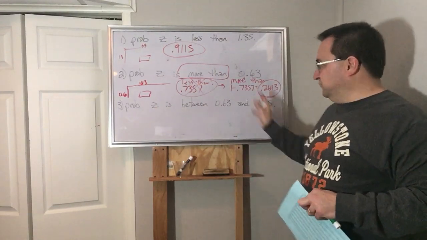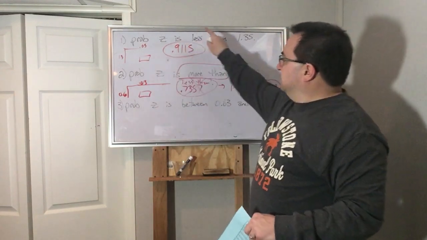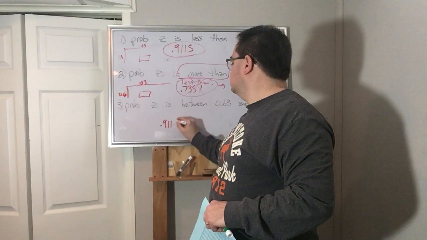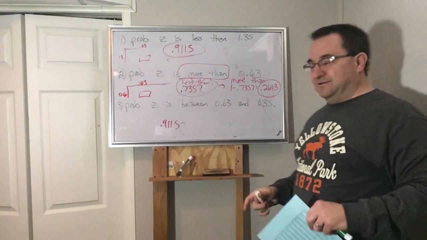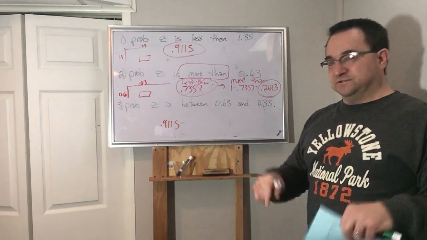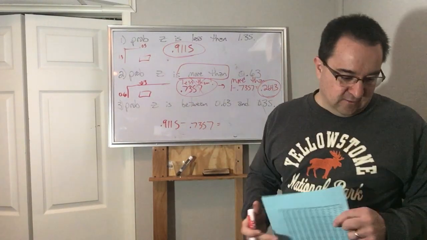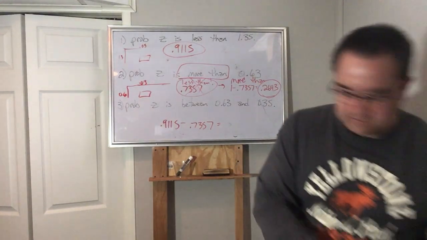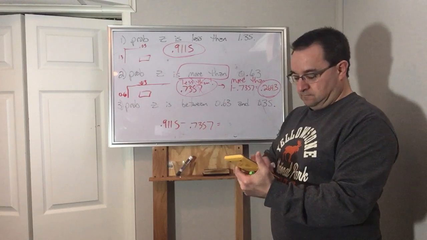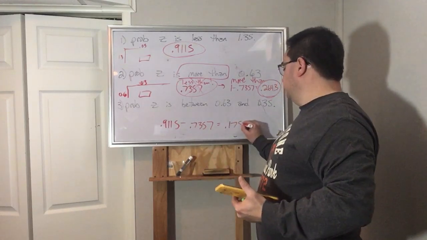Okay? Third one, between the two values. How do I do that? Well, I use the number from the table for the larger number, and I subtract, not this number, the number from the table for the smaller number. And whatever that is, is our answer. So it's 0.1758.